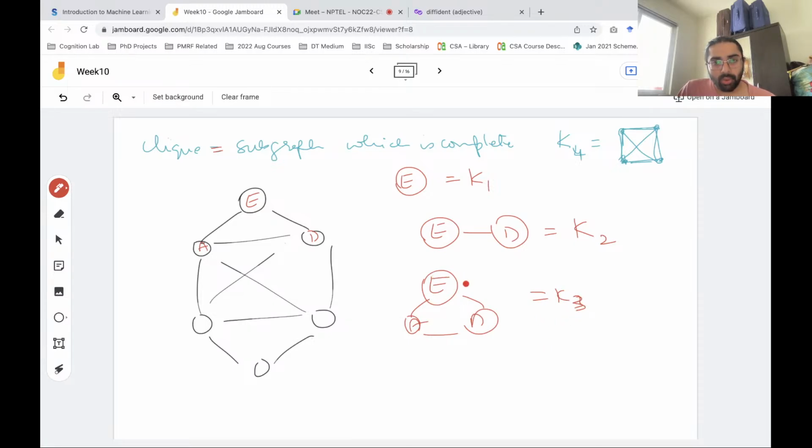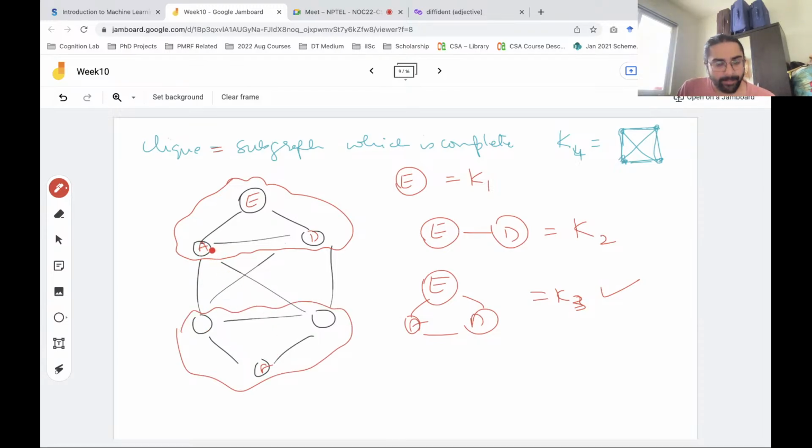Yeah, K3, right? So the question is, I can do all of these. What is the maximal among these three? So for E, there's one maximal clique that we found, one possibility that we found. I cannot include this E into any other clique such that it has more nodes than K3, right? Similar idea comes from here. So these three become another clique.